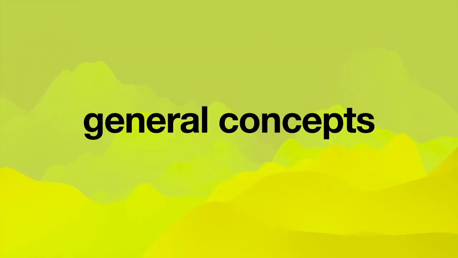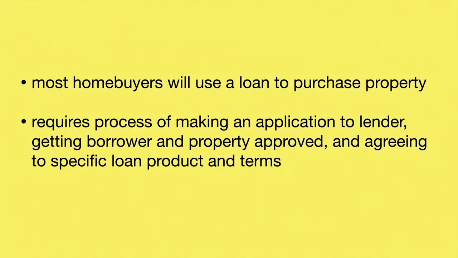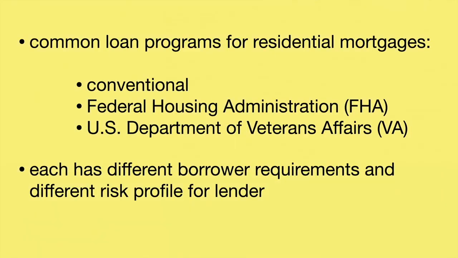General concepts. Most homebuyers will use a loan to purchase property. This requires a process of making an application to a lender, getting the borrower and property approved, and agreeing to a specific loan product and term. Common loan programs for residential mortgages are conventional, Federal Housing Administration, and U.S. Department of Veteran Affairs. Each has different borrower requirements and a different risk profile for the lender.